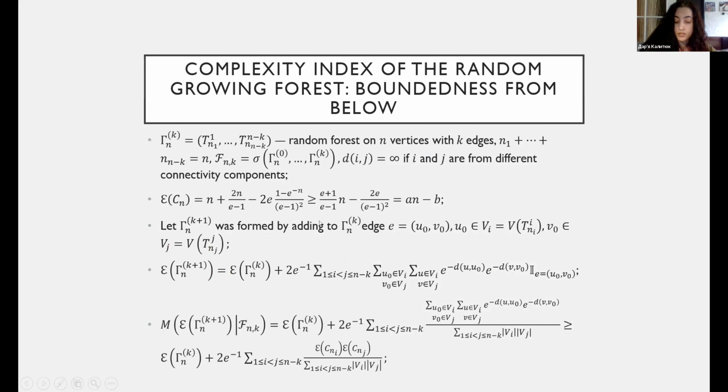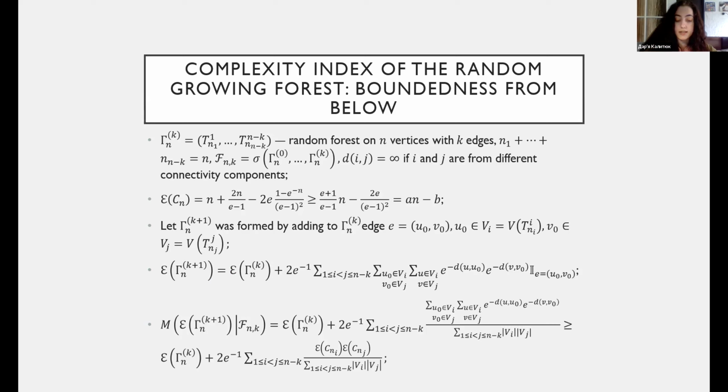As we previously mentioned, when considering random trees, there is a need for an intermediate estimation of an unconnected tree, i.e. a forest. So let's denote a random forest with k edges the following way, and let's define a sigma algebra generated by the set of all forests from previous time moments of growing this random tree. We can apply the complexity index to a random forest if we set the distance between vertices from two trees in a forest equal to infinity.